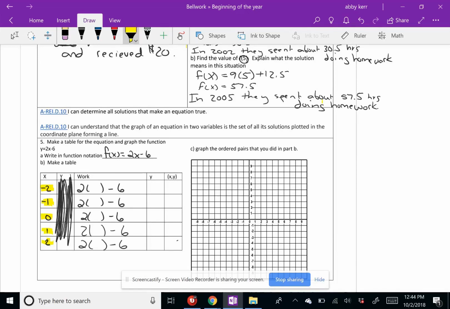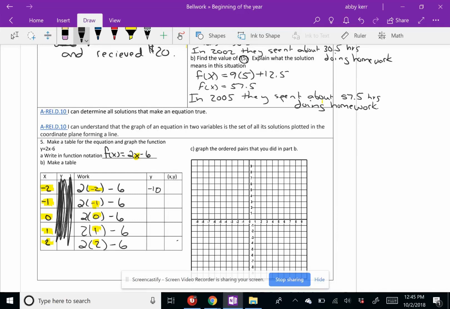So then my x values go here. Reason why, because we're just evaluating just like our first learning target said to do. So 2 times -2 is -4 minus 6 is -10. Now you can just throw this in the calculator, or you can do order of operations. Notice that I multiplied first and then subtracted.